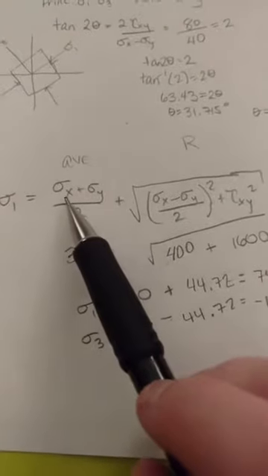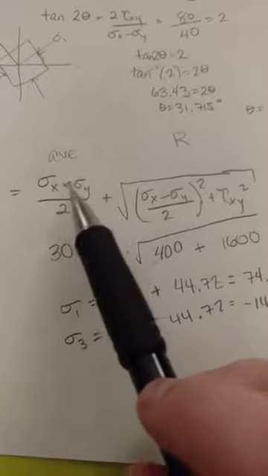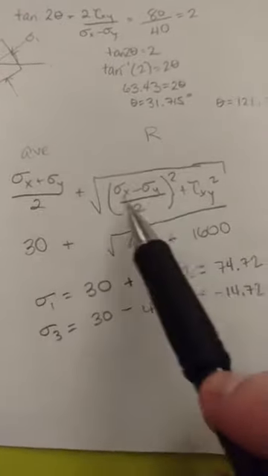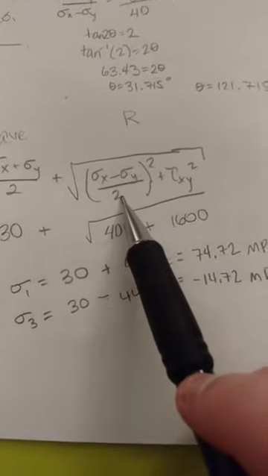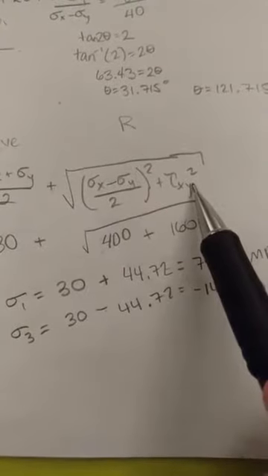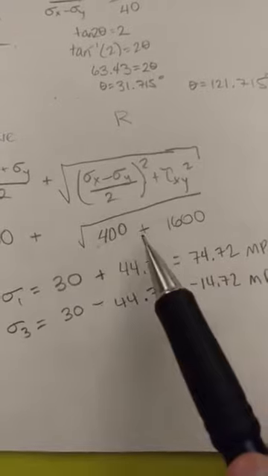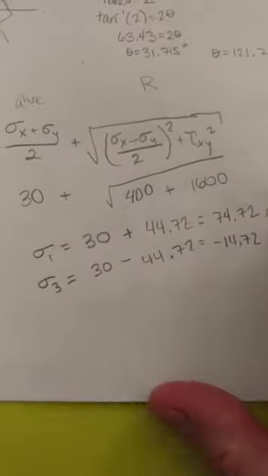Remember, sigma x was 50, sigma y was 10. So 10 and 50 is 60, divided by 2 is 30. Over here I subtracted them, so I got 40 divided by 2 is 20. 20 squared was 400. And tau was 40, so 40 squared is 1600. I took the square root of 2000, which is those two added together, and I got 44.72.